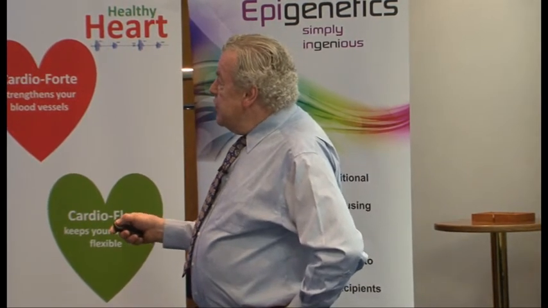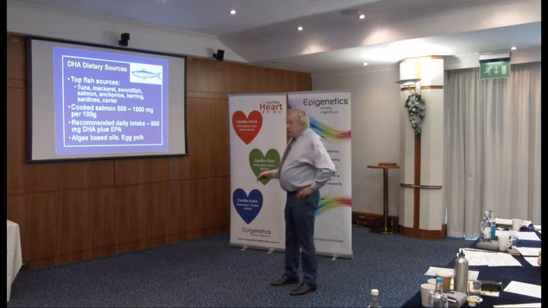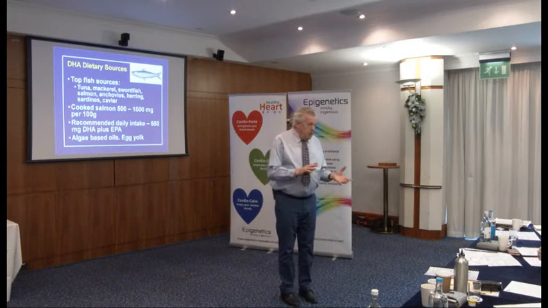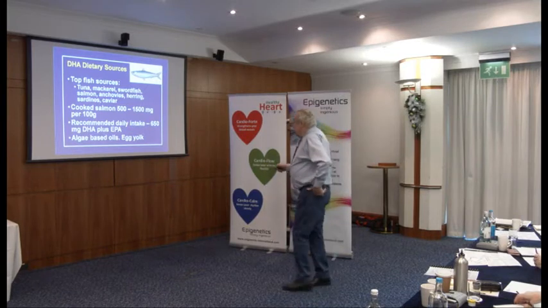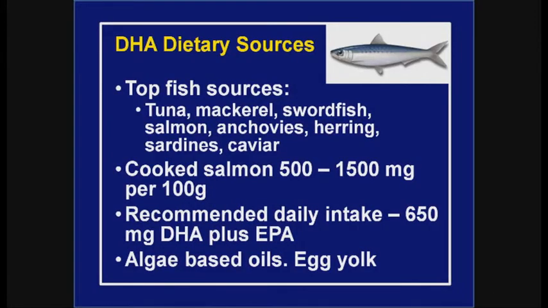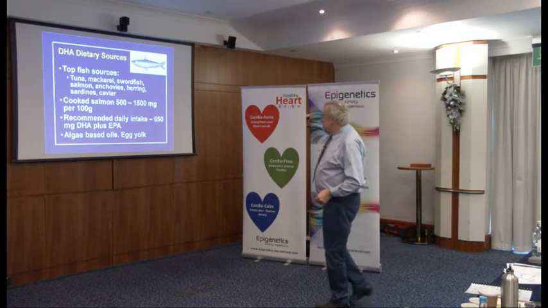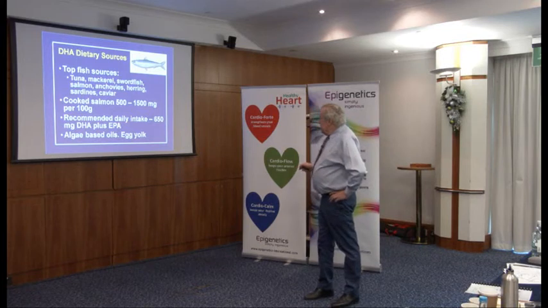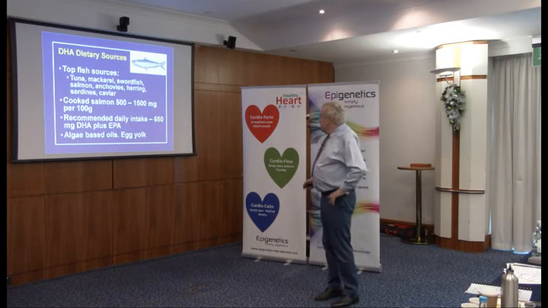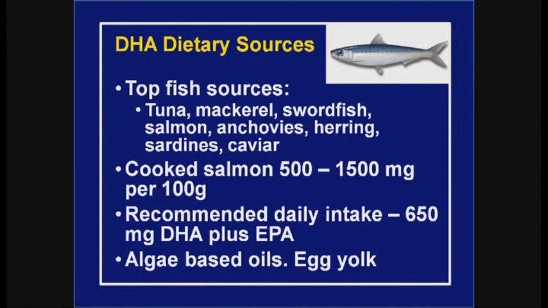So top fish sources of DHA: tuna, mackerel. Tuna is debatable because it's not a fatty fish, but it does contain a lot of DHA. Mackerel, so that's a good fatty fish. Swordfish, salmon. Salmon is mainly when it's in the ocean rather than in the rivers, because when it's in the river, it's not got so much of the good oils because it's warmer water. Anchovies are generally better because they're smaller fish, so they don't contain the toxins so much. Herring, sardines, and anchovies, together. And caviar. So cooked salmon is 500 to 1500 milligrams. Recommended daily intake, maybe 650 milligrams of DHA.